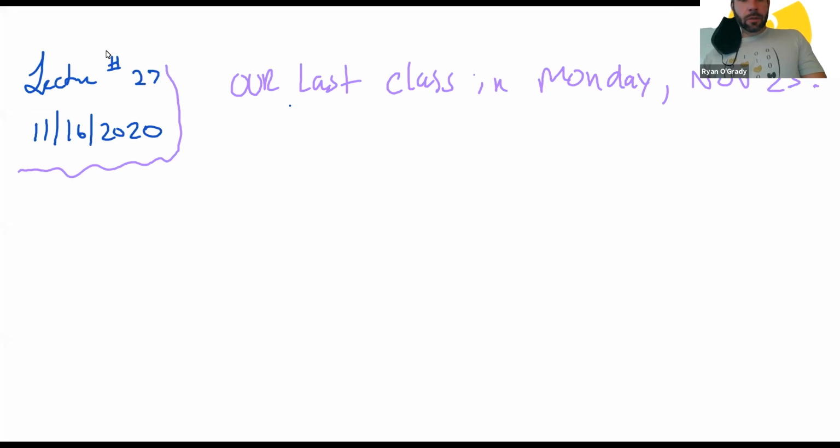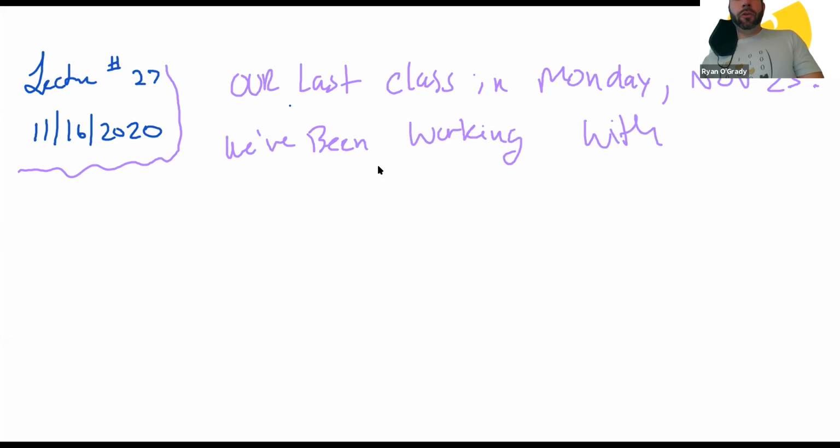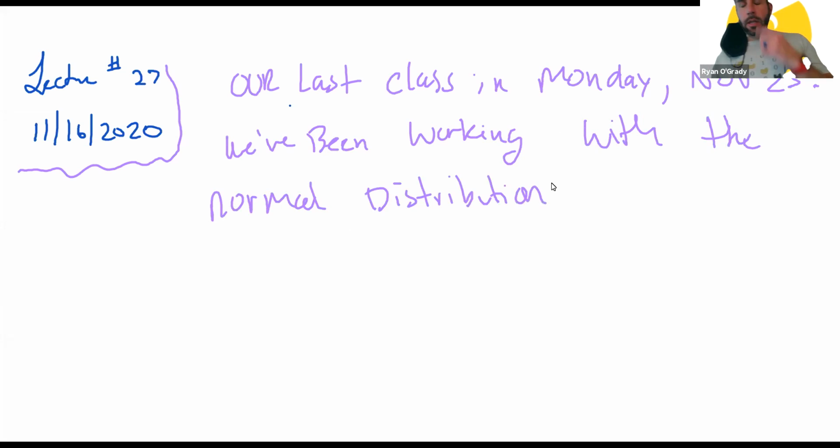What we've been doing is we've been working with what we call the normal distribution. One of the things that I want you to understand is that we sort of alluded to it at the end of last class. It turns out there's this big, awesome theorem called the central limit theorem.